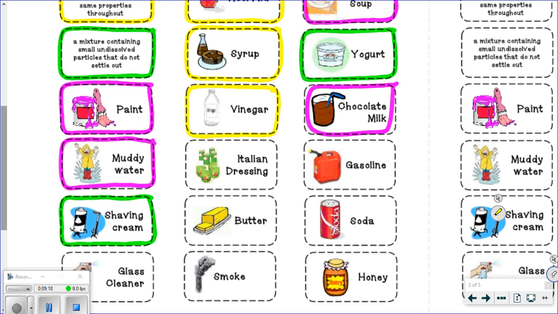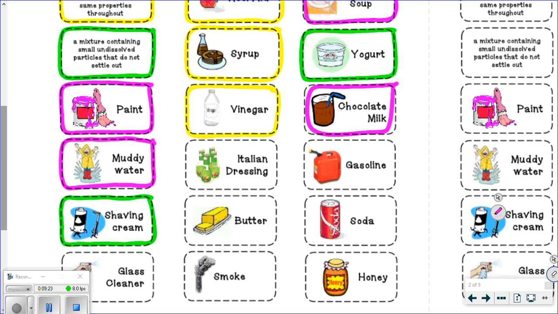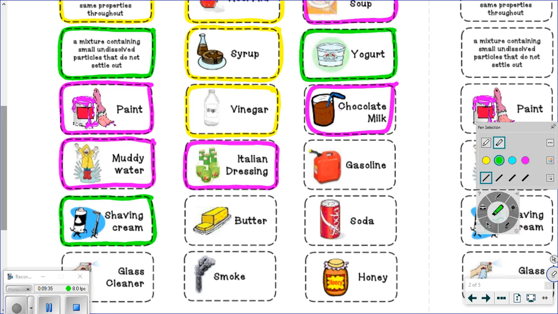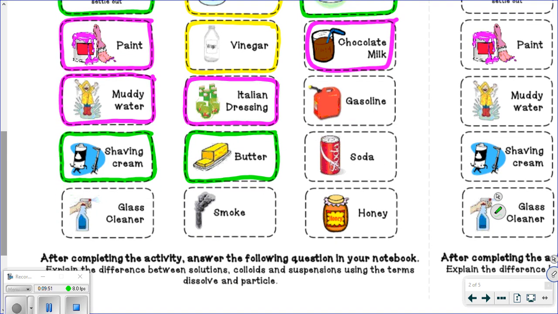All right, Italian dressing. We definitely know that's heterogeneous, right? And we also know that after I shake it and leave it a little bit, the oil and water separate again. So when it separates, it's a suspension. Okay, butter. Again, milk products, where do they go? Colloid. Okay, smoke. So let's think about smoke. If it's smoky or somebody's burning leaves and you have a headlight, right, you would be able to see the beam of light from your car. So that is a colloid.